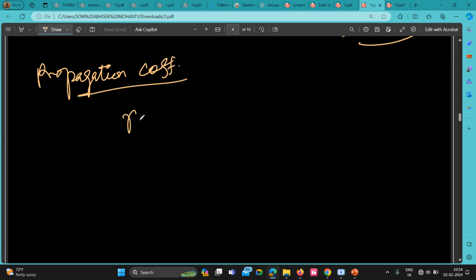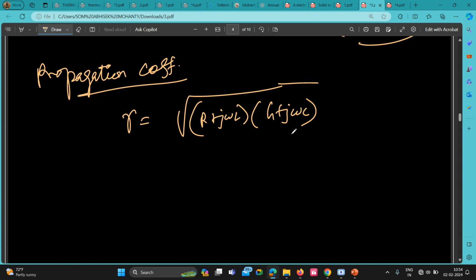Next is a thing called propagation coefficient. So propagation coefficient is what? Gamma is equal to root of (R plus j omega L) times (G plus j omega C). So gamma is equal to j omega root over LC. This is called low loss condition.